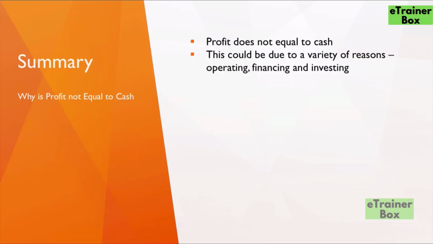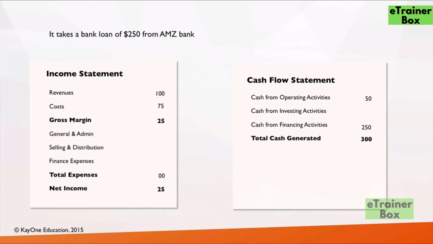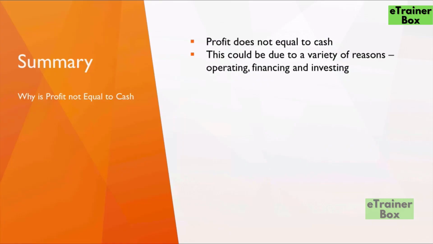So as you could see, the profit still remains the same at $25, but the cash balance is $300. So therefore, profit and cash are not the same thing, and they can differ depending on the situation and based on the impact of various transactions. So in summary, profit does not equal cash, and this could be due to a variety of reasons: operating, financing, and investing.